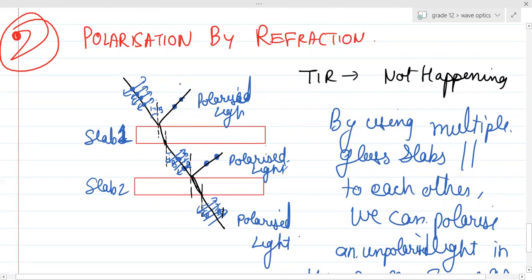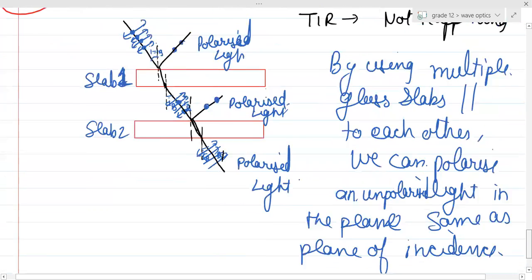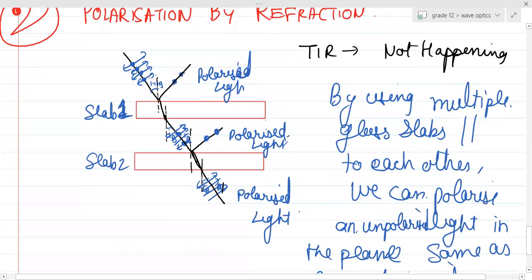Are you getting my point? I'm not concerned about this polarized light which is going due to reflection. I'm concerned only about this polarized light which is coming due to refraction. Are you getting my point? Yes or no? So can you see, the final emerging light, in which plane will it have its plane of vibration? The plane of vibration will be the same as the plane of incidence.